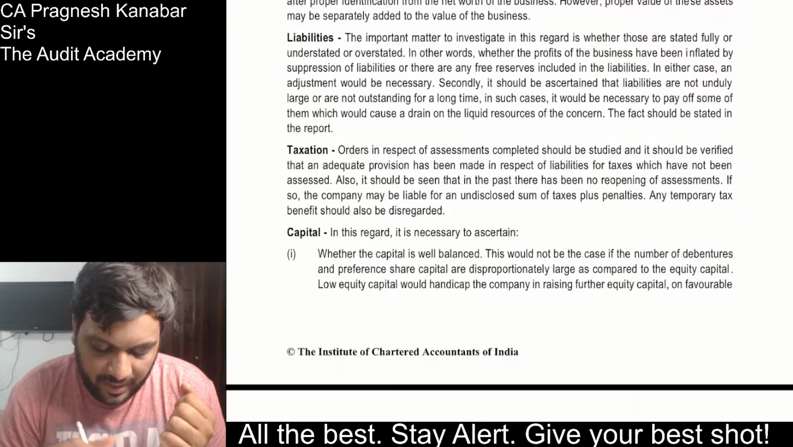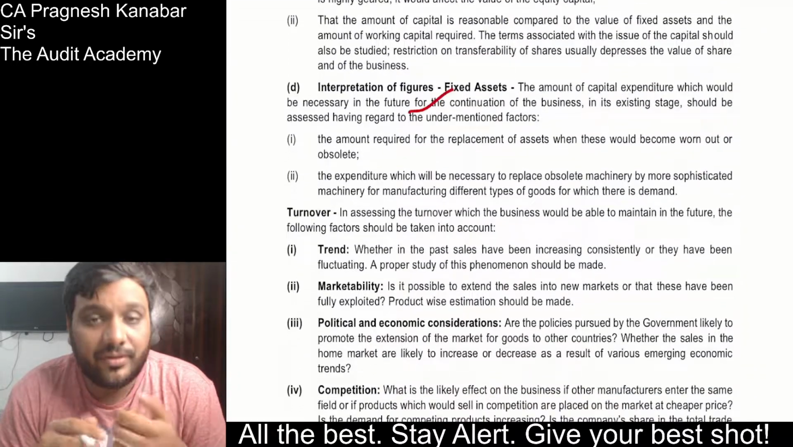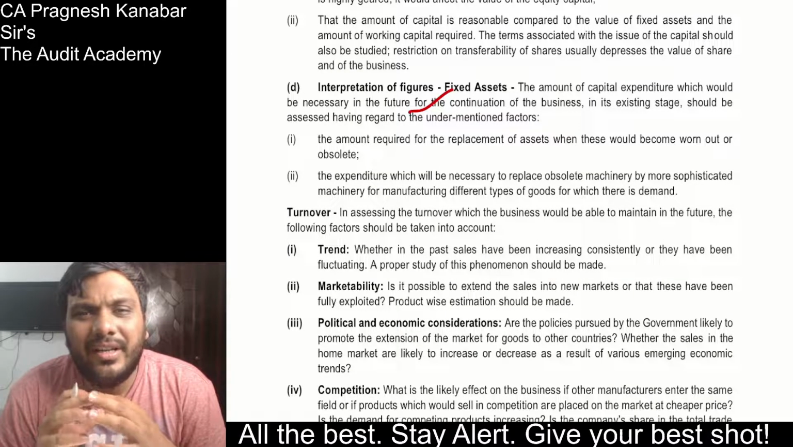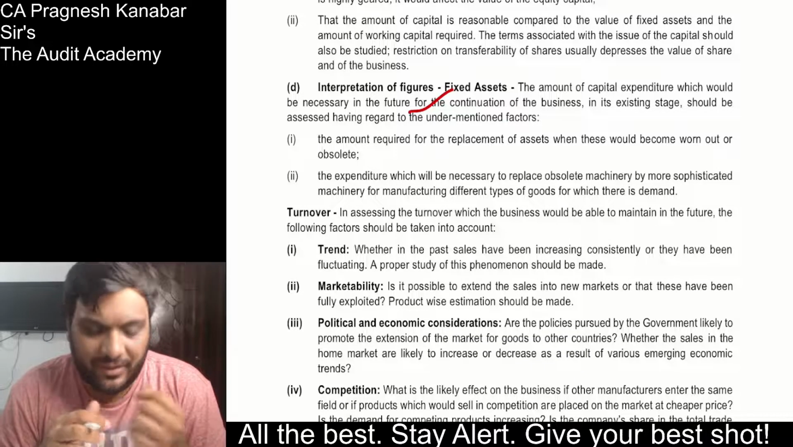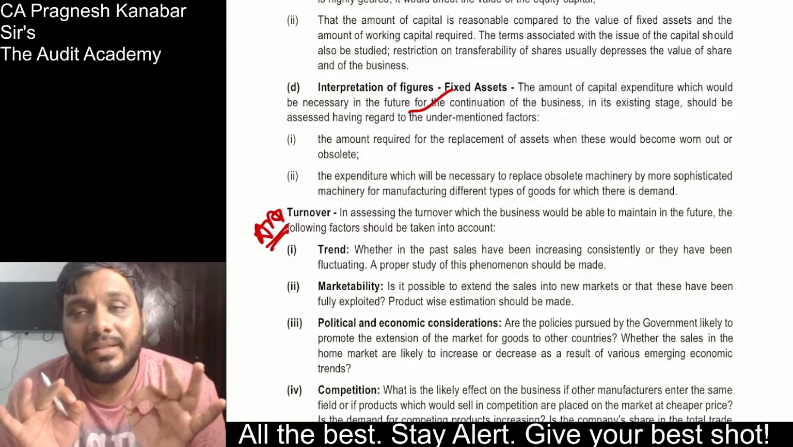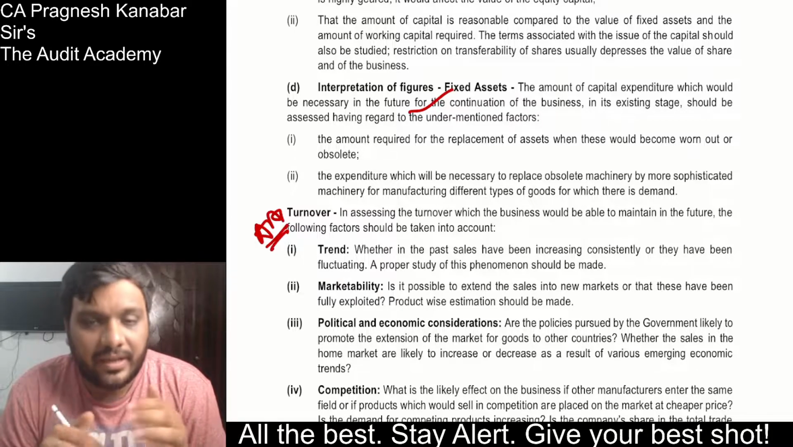Then for the liabilities part, taxation part, capital part, and interpretation of figures of fixed assets, I'm not asking you to read these even once, because I know that if they are asked you can easily manage. But yes, for such kinds of points I would want you to read them once. Anyway, I told you that you have to do the question bank of investigation. There itself such points are getting covered.